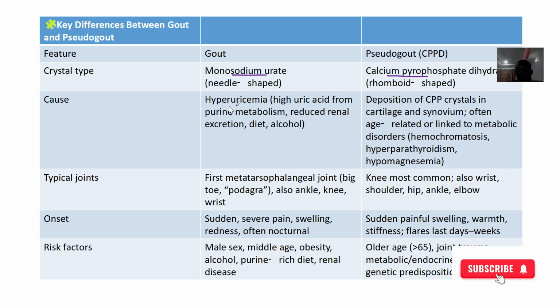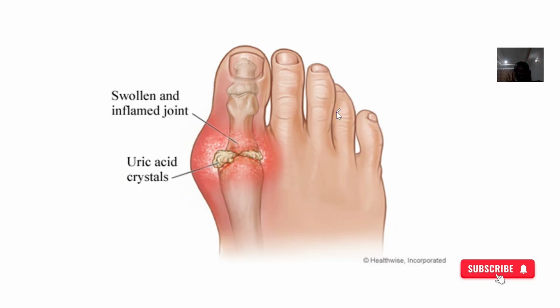How about the cause? It's because uric acid is too much. So uric acid is coming from all this purine metabolism, and probably because your kidneys are not functioning very well to actually put them out. While this one is caused by deposition of the calcium pyrophosphate crystals in the cartilages and also the synovium.